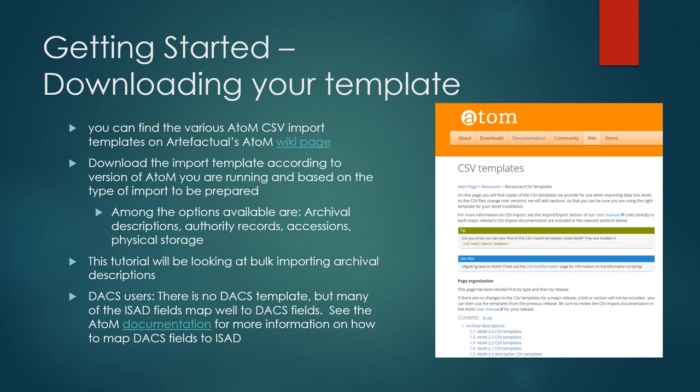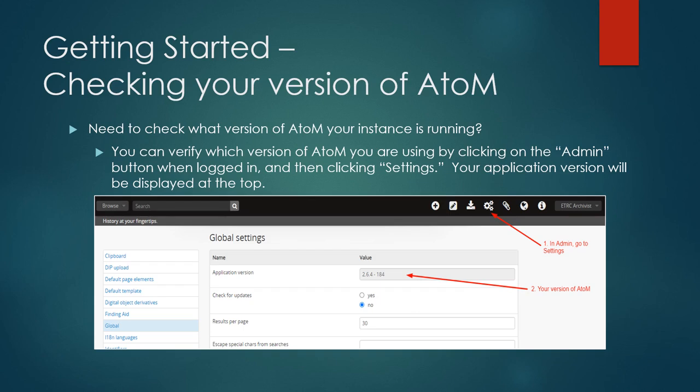Finally, once we've decided whether we're doing archival descriptions or a different type of template, and that we've picked whether we want RAD or ISAD, we also have to pick the template that corresponds with our version of AtoM. Because there are different templates over time with the different versions of AtoM, there are different functionalities, which has led to changes in the type of template for bulk uploads that you can use. So it's important to make sure that you're using the one that's most up to date in concurrence with your instance of AtoM.